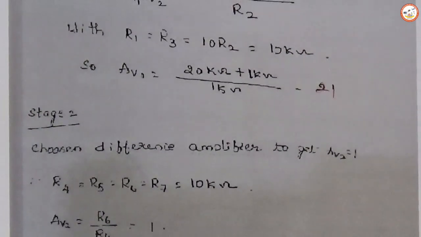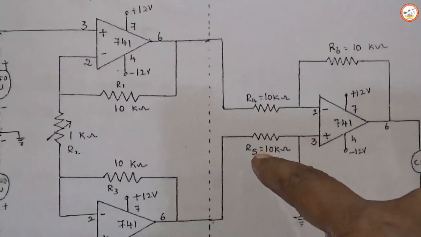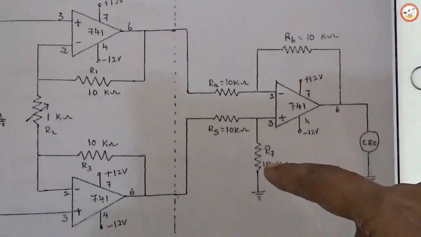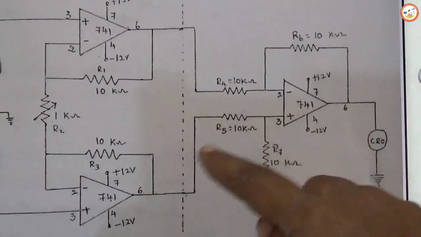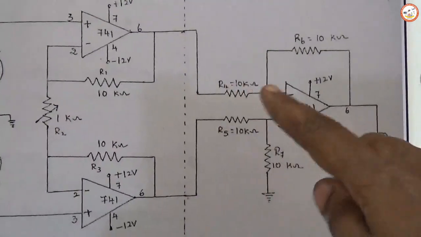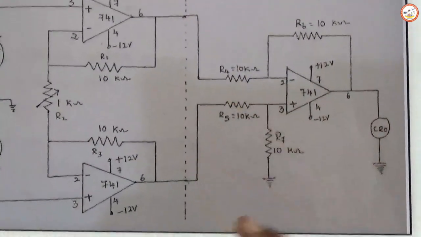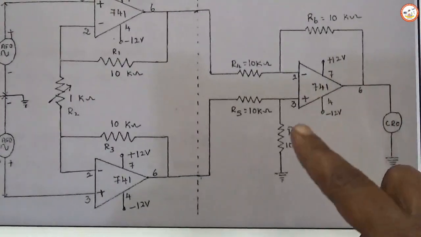Coming to stage 2, similarly stage 2 has to be designed considering the condition R4 must be the same as R5, R6 must be the same as R7. That is the case of difference amplifier design. So they have chosen here the gain of the second stage as unity. So all the resistors are chosen equal, 10 kilo ohms. So with that, the gain of the second stage you will get as 1.